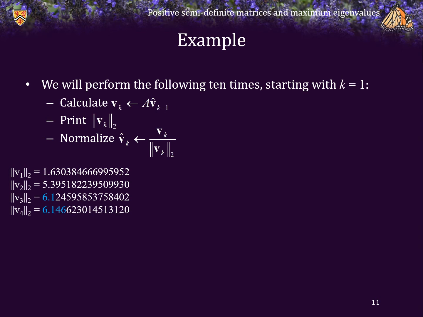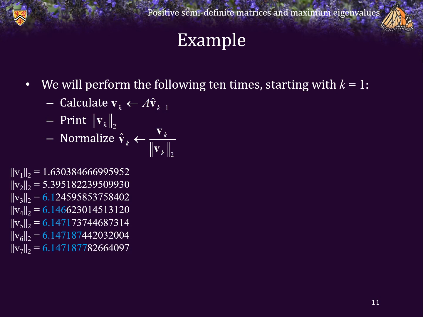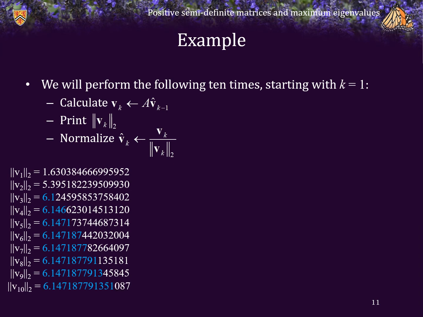As we keep performing this, we see that with each subsequent step, A applied to the previous normalized vector produces a new vector that is approximately 1.647 times longer than the normalized vector. Basically, it seems that V7 is now significantly closer to being parallel with that eigenvector. Here's V8, V9, and V10.